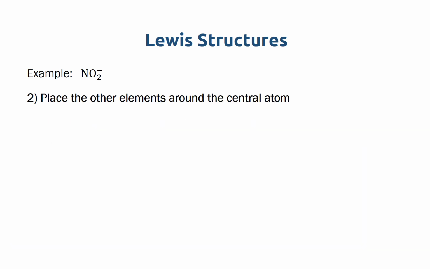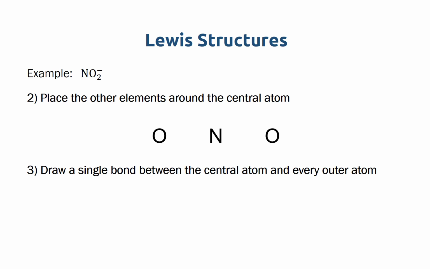Then what we're going to do is place the other elements around the central atom. So with nitrogen in the middle, the two oxygens will be on the outside. Then we are going to draw a single bond connecting the central atom with every outer atom. That will look like this with a single line. Each line represents 2 electrons going into the bond.